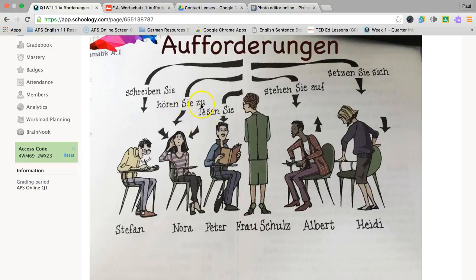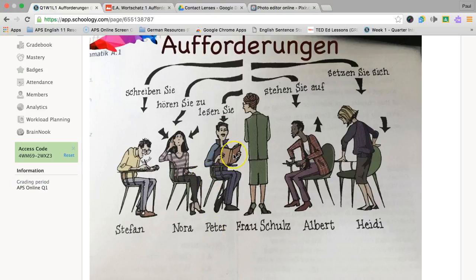Hören Sie zu. So you see this word Sie quite frequently. The word Sie means you, and it's capitalized, you can tell. And it means you as in like you, my student who I'm talking to. It can also mean you all, like a group of people. And it's going to be spelled the same way. So notice how we're using this construction here to say a command. Schreiben Sie literally says write you. For Nora, hören Sie zu, it says listen you. And then it has zu at the end, which we'll get into later.